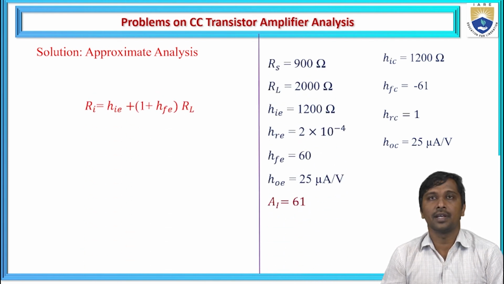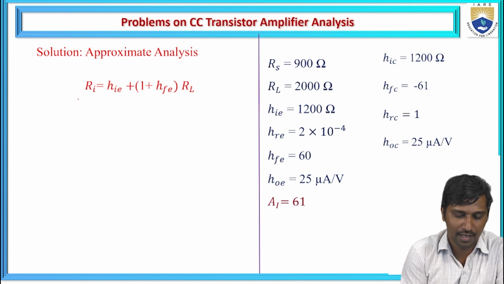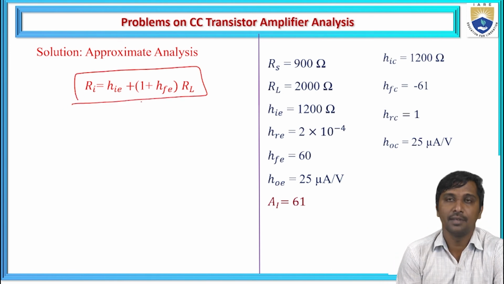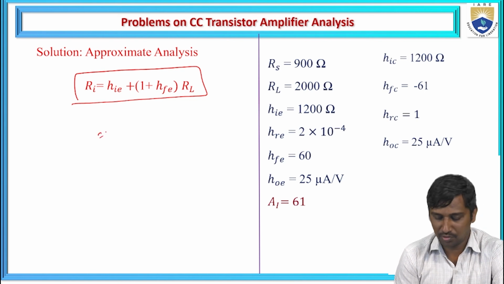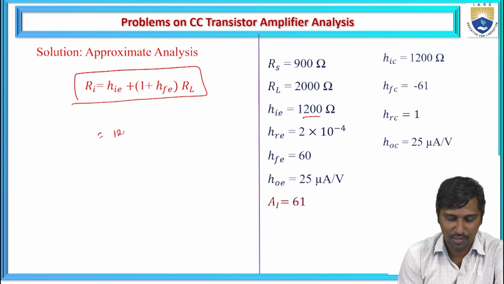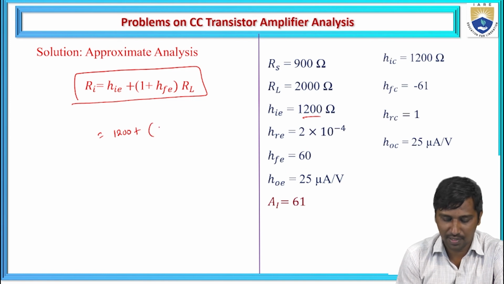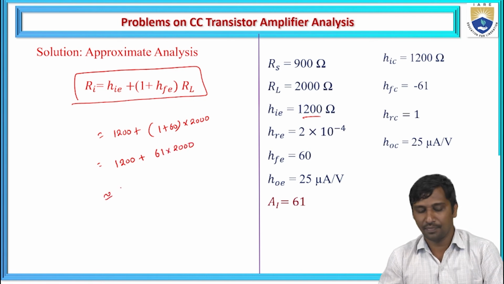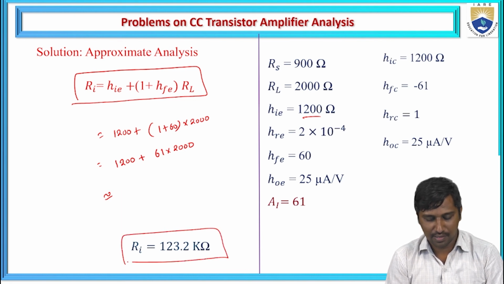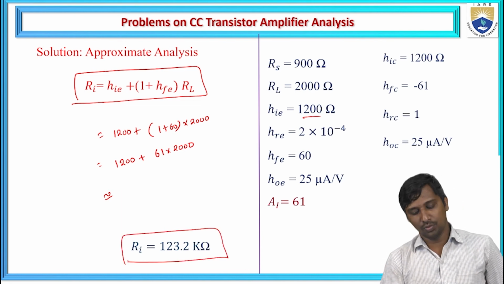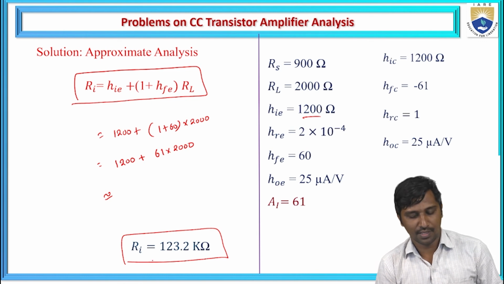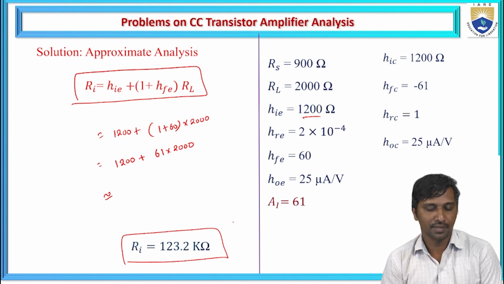Now, similarly, we need to calculate the input impedance Ri. Ri is represented as HIE plus 1 plus HFE times RL. So HIE is 1200 ohms plus 1 plus HFE, means 1 plus 60, into RL value 2000 ohms. So this is 1200 plus 61 into 2000. Then after the simplification, Ri is represented as 123.2 kilo ohms.